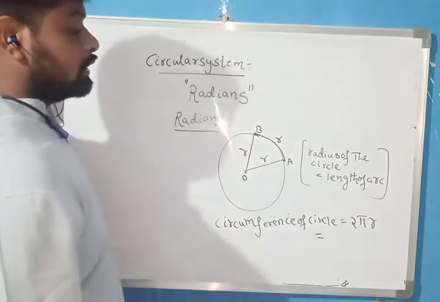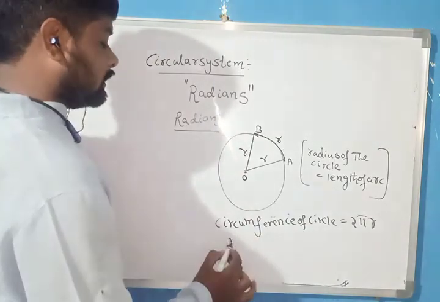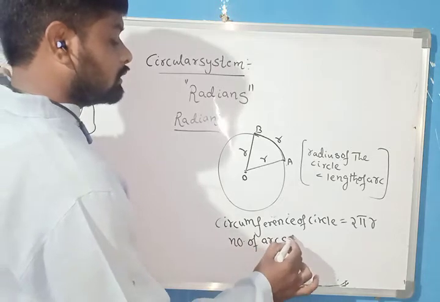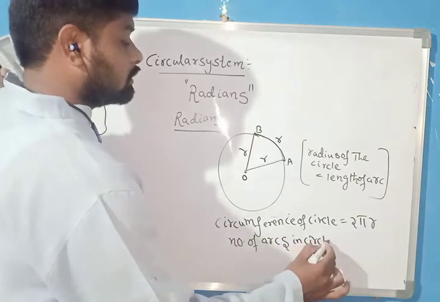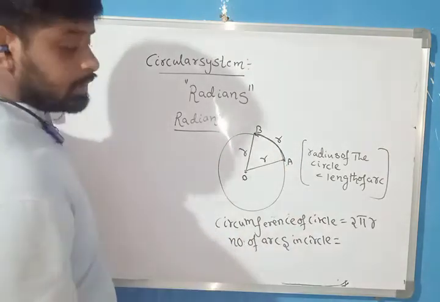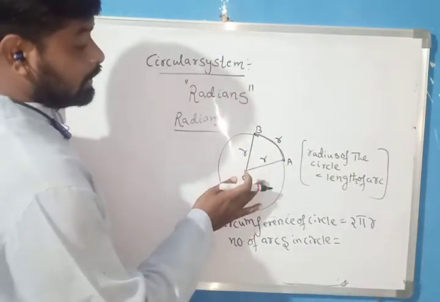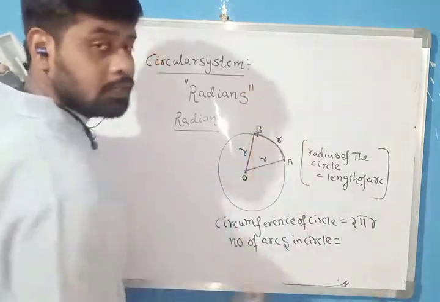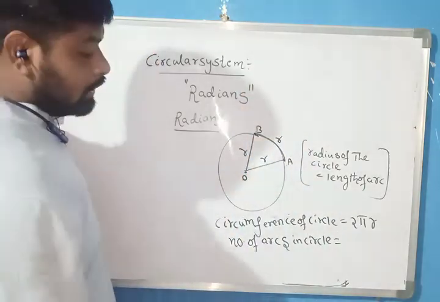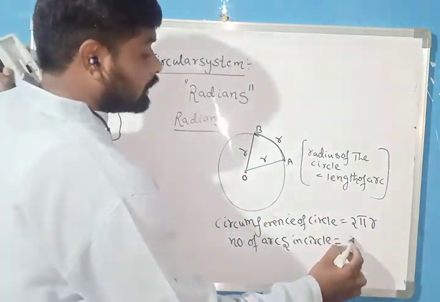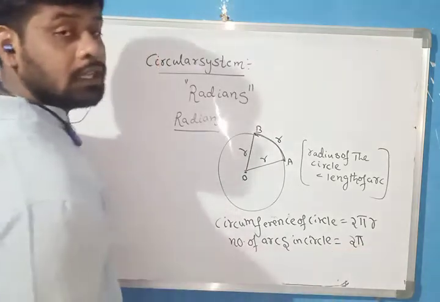After that, number of arcs in a circle. How many arcs? This is one arc. What is the definition of the radian? The radius of the circle equals the length of the arc. That is a radian. Here I am asking the number of arcs in a circle, how many? I am taking 2 pi. Correct or not?